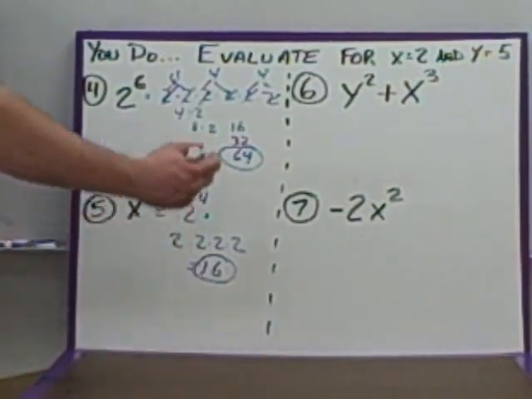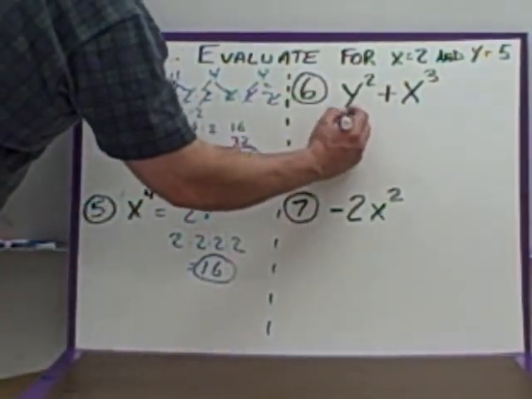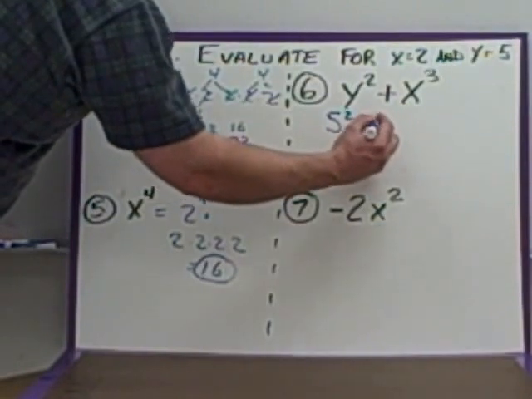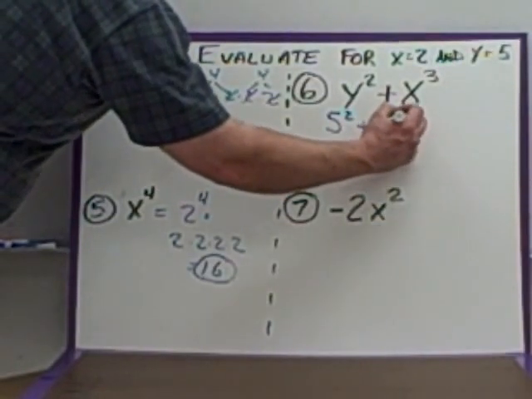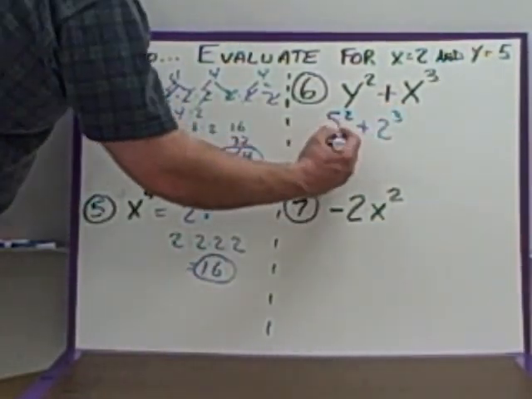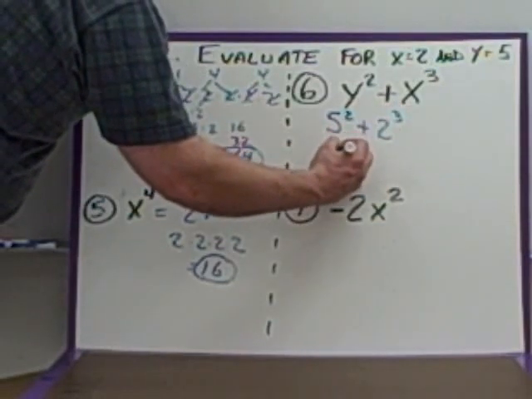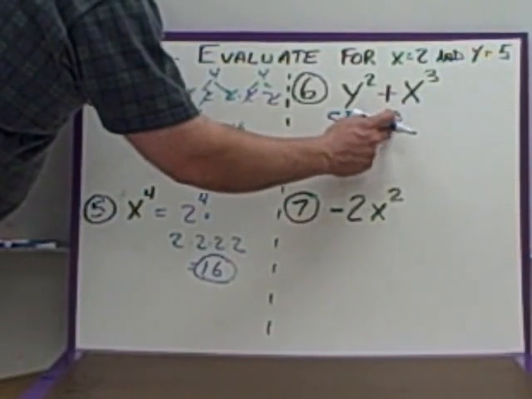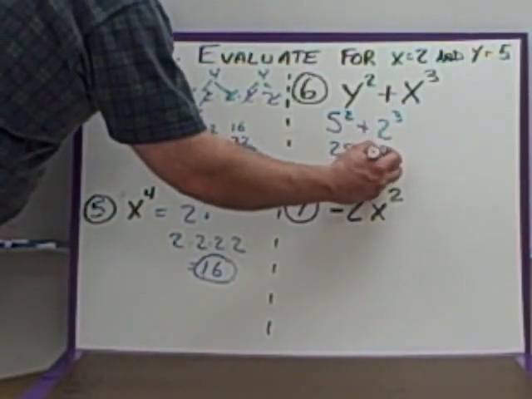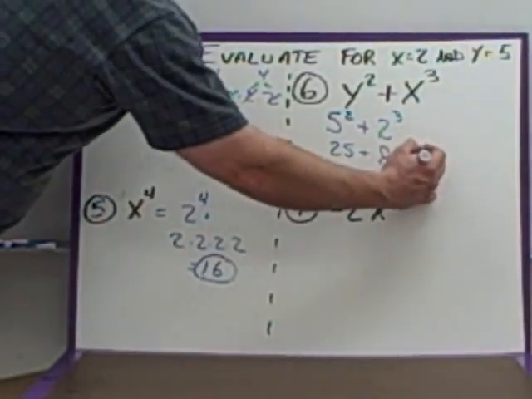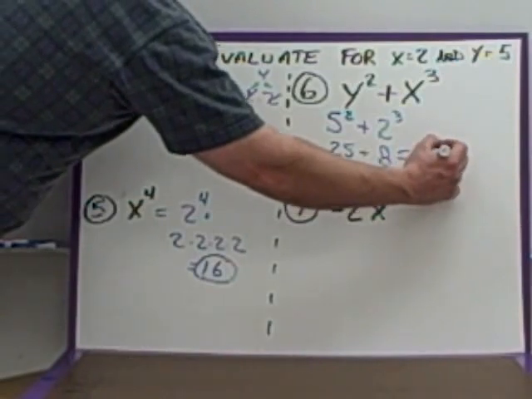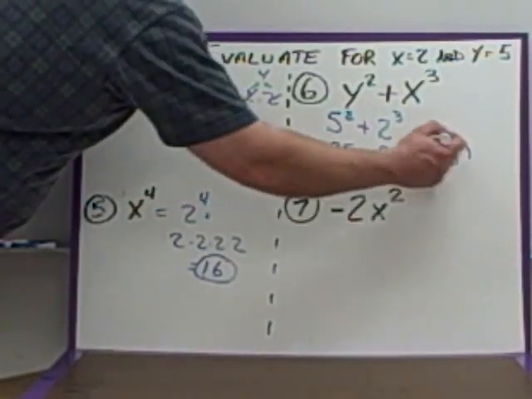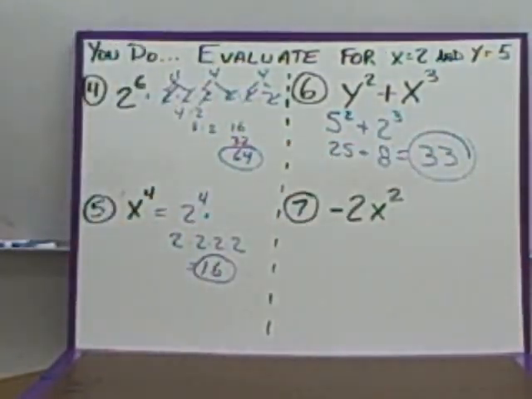Over here, we got to do both values. You're going to have 5 squared plus 2 to the 3rd power. 5 squared, you got to do the exponents first. That's going to give you 25 plus 2 times 2 times 2 is going to give you 8, which is going to give you a total of 33. That's your final answer there.